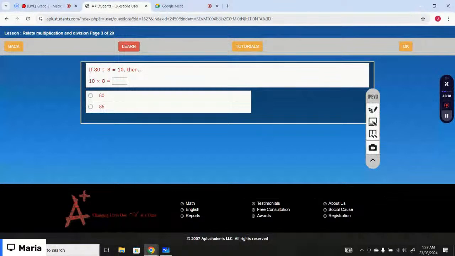If 80 divided by 8 is 10, then 10 times what number is 80? The correct option is 10 times 8 is 80. Option number 1 is the correct option.